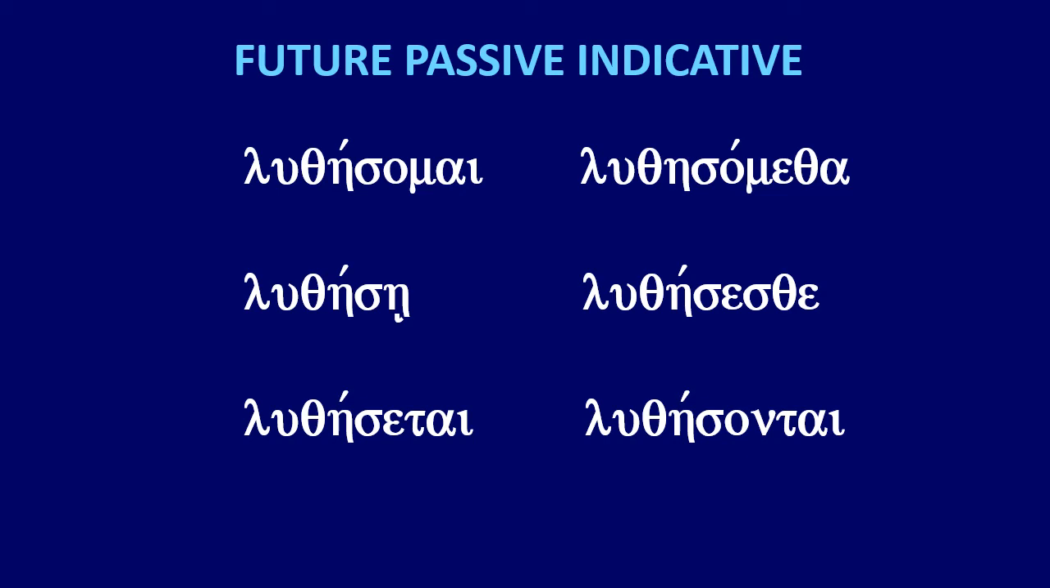Now, having seen the passive voice endings for the first and second aorist indicatives, let's look at the future passive indicative endings now, or forms for these words, starting with first person singular, luthesomai, which means I will be loosed, future passive, and then luthese, you will be loosed, luthesetai, he, she, or it will be loosed, luthesometha, we will be loosed, luthesesthe, you, plural, will be loosed, and luthesontai, they will be loosed.